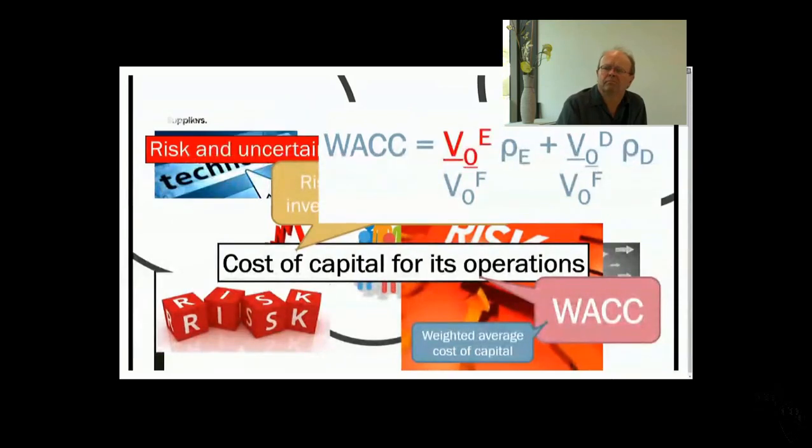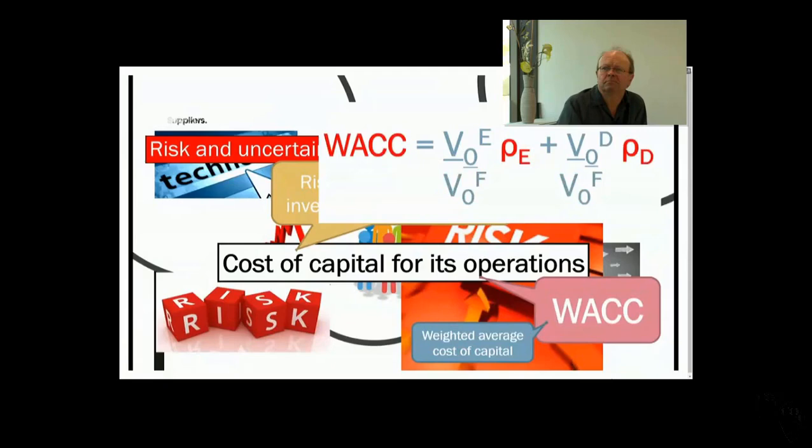VE is the market value of a firm's equity in period 0. VD is the market value of a firm's debt in period 0. And VF is the market value of a firm's operations in period 0.